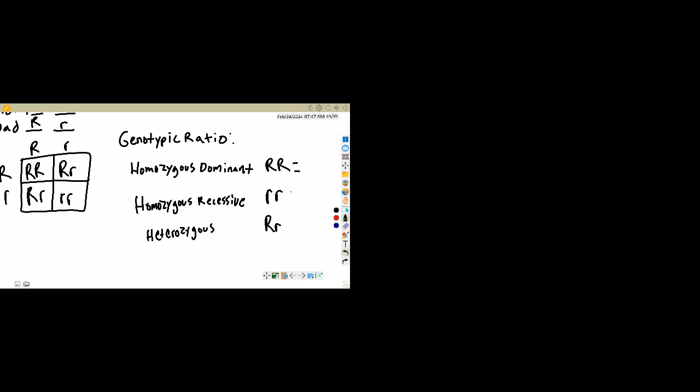How many would be homozygous dominant? 1 out of 4, which is equal to what? 25%. Very good. How many would be homozygous recessive? 1 out of 4. That equals 25%. And how many would be heterozygous? 2 out of 4. What's the percent on that? 50%. Y'all are smart. Y'all got it.